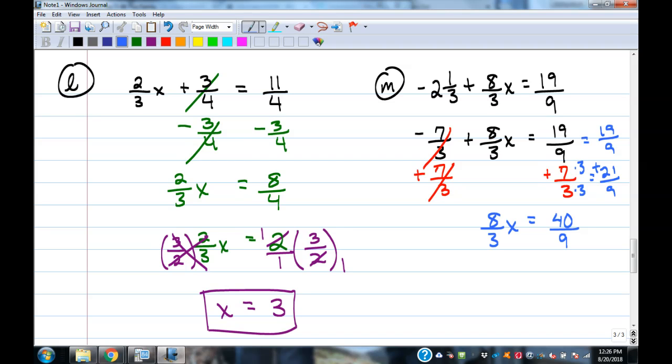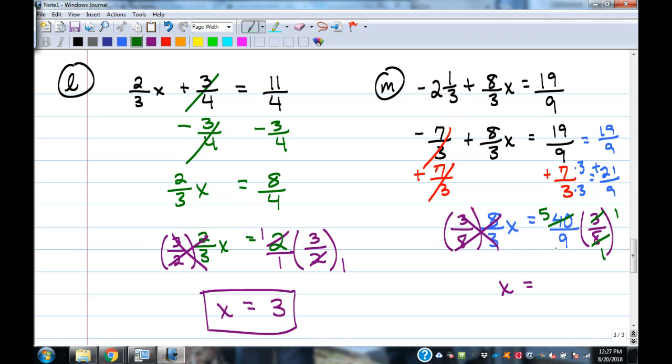What's the last step? Divide by that fraction, which is multiply by the reciprocal. What's the reciprocal of 8/3? 3/8. That's going to work out nice because I got some cross canceling that can happen both ways. How many times will 8 go into 40? 5 times. And into itself once.